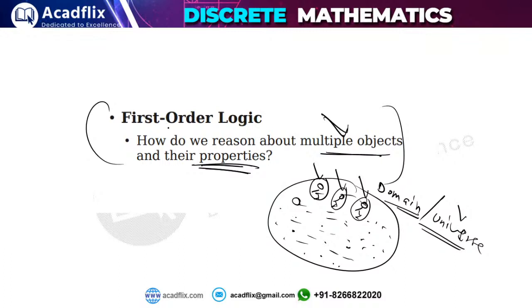So basically in first order logic we can talk about multiple objects, and we can talk about their properties. This feature is not in propositional logic. That's why first order logic is more powerful than propositional logic.